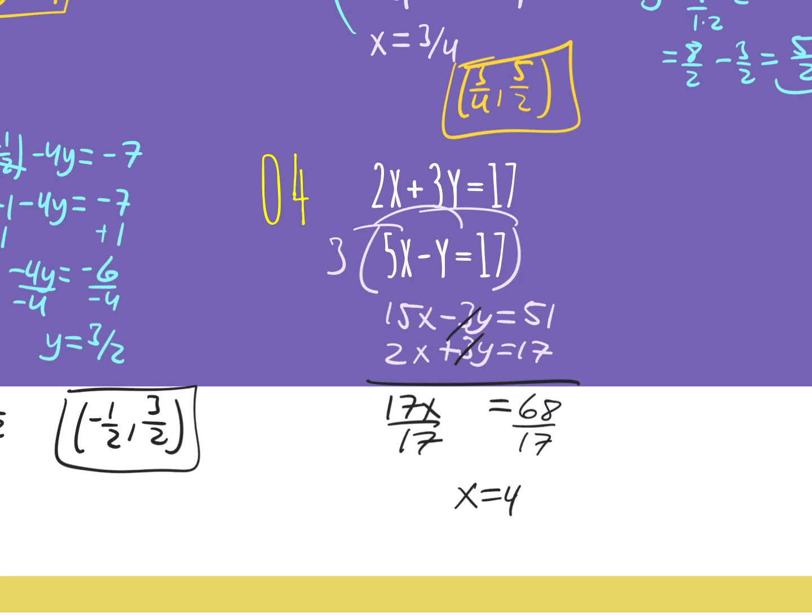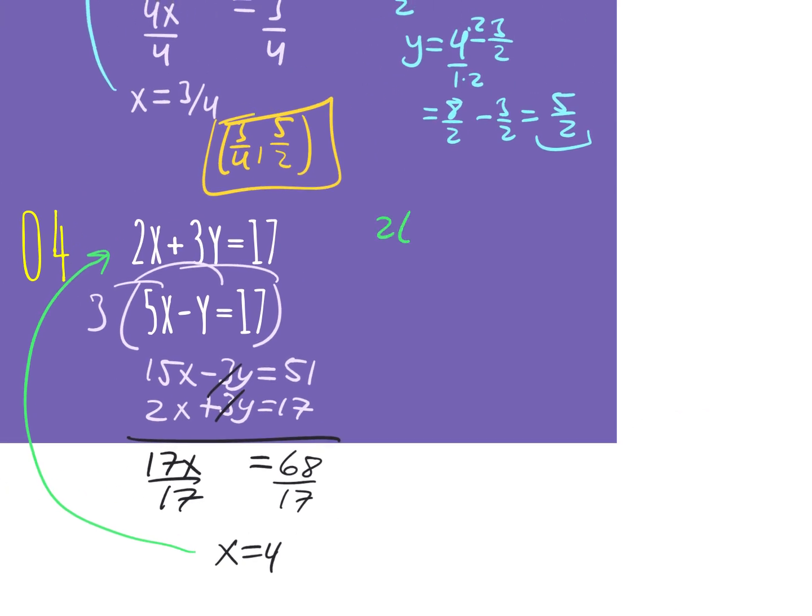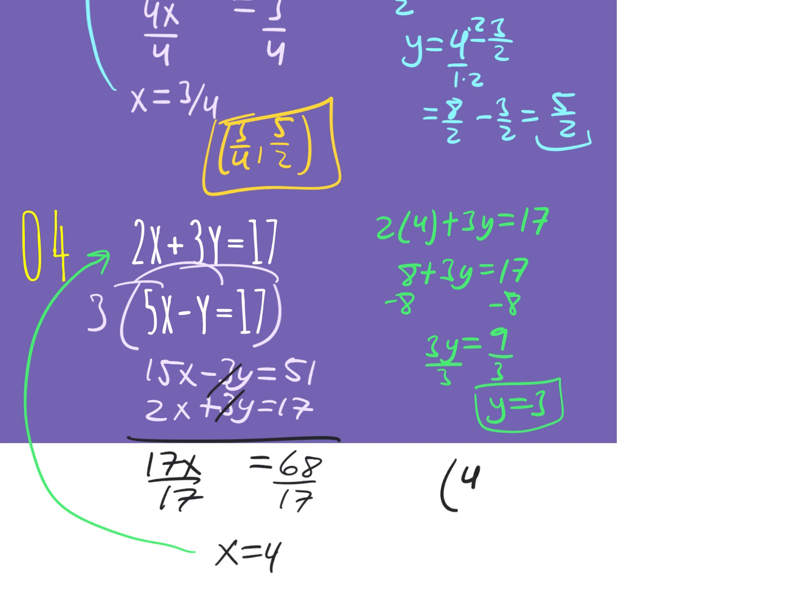And then this x equals 4 you can plug into one of your two equations, doesn't matter which one. So I'm going to get 2 times 4 plus 3y equals 17, so I get an 8 plus 3y equals 17, and then just simply solve for y. So I can subtract 8 and then divide by 3. So I get y equals 3. And then my answer as an ordered pair is going to be x comma y, so 4 comma 3.